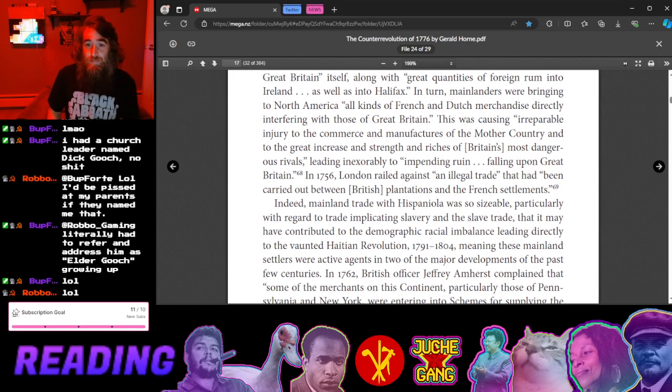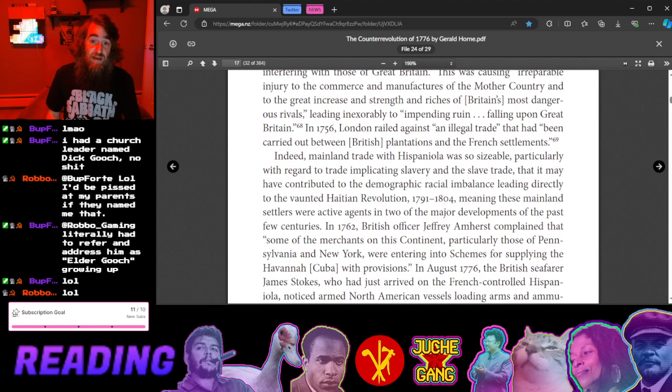In turn, mainlanders were bringing to North America all kinds of French and Dutch merchandise, directly interfering with those of Great Britain. This was causing irreparable injury to the commerce and manufactures of the mother country, and to the great increase and strength and riches of Britain's most dangerous rivals, leading inexorably to impending ruin falling upon Great Britain.